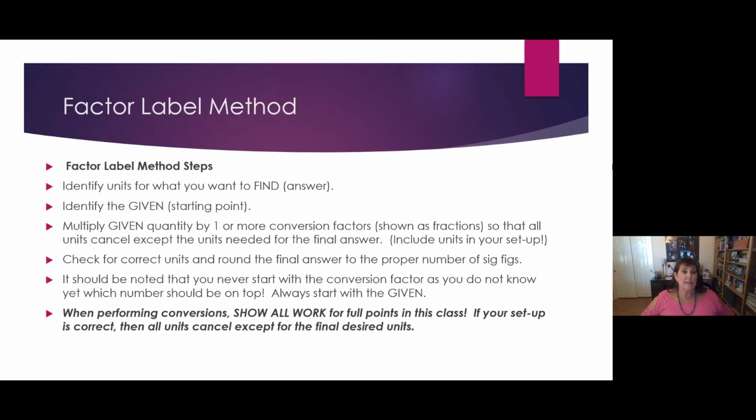So we're going to do conversions with these metric prefixes using the factor label method. Factor label method basically says figure out what you want to find in that unit, figure out what you're starting with. That's the given. You're going to multiply the given by conversion factors, which means a number over another number, like 100 centimeters over 1 meter, depending on how you want the units to cancel out. Units always cancel out from top to bottom.